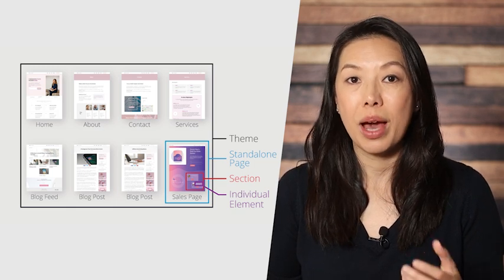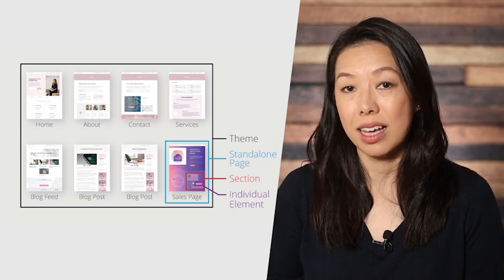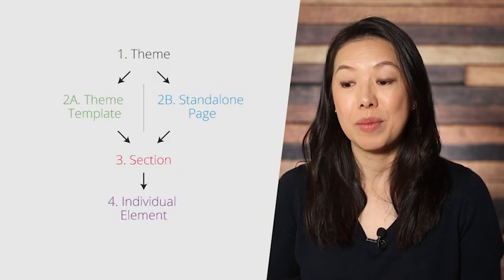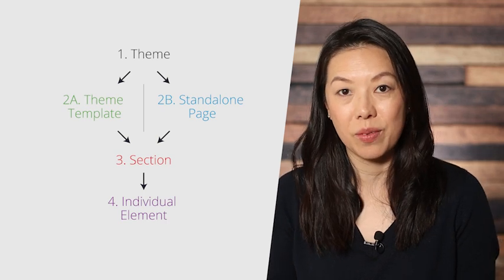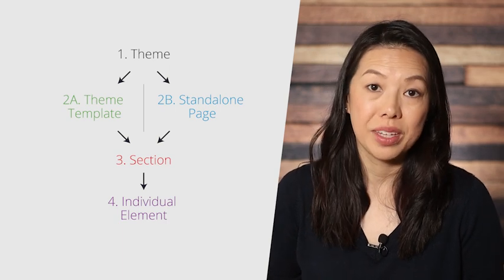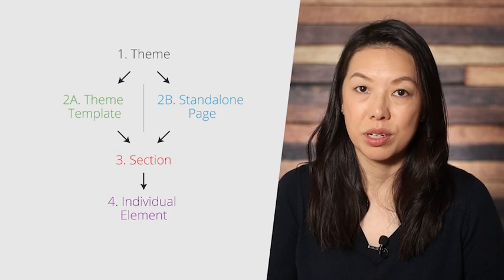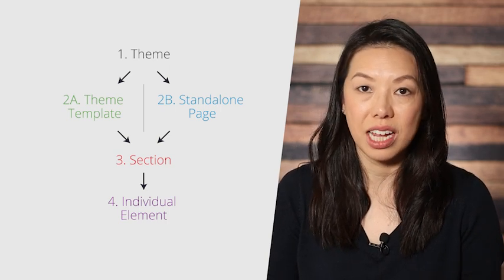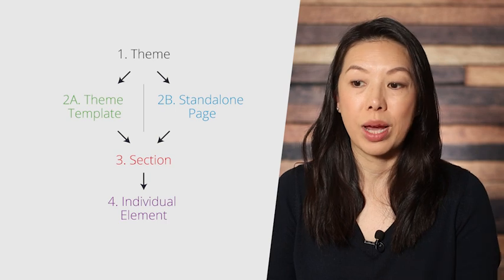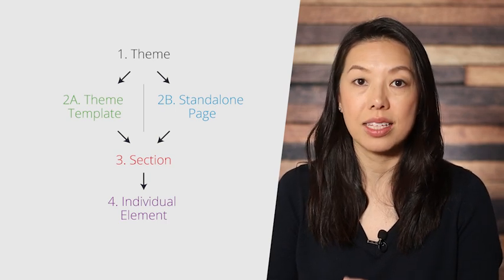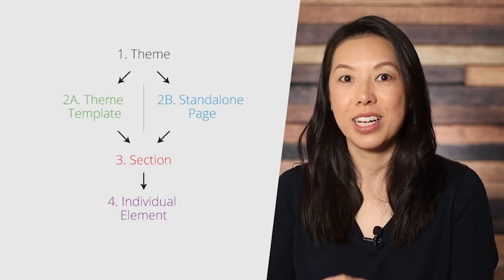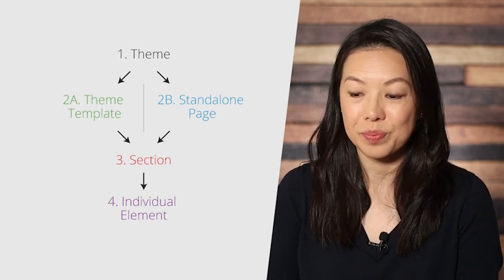So in Thrive Theme Builder, you have the following container levels and you can apply customizations to each one. You have the theme level, you have the theme template level or the standalone page level. And then from there you can drop down to the section level and then finally the individual element level. Now, when it comes to using the outside-in principle, the idea is to start with the largest container and work your way in to the smallest one. So you would start at the theme level and then work your way down this list. And the benefit of doing that is that it'll really save you a lot of time because you won't have to click and customize every single text element on your page individually.